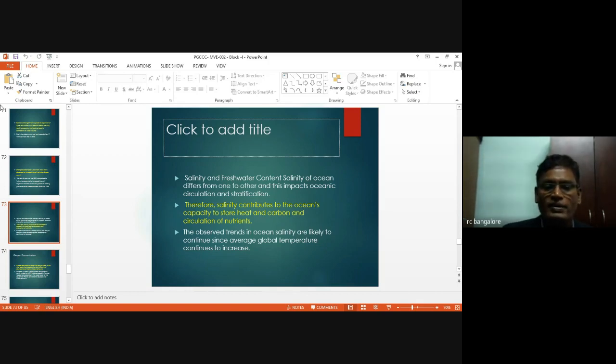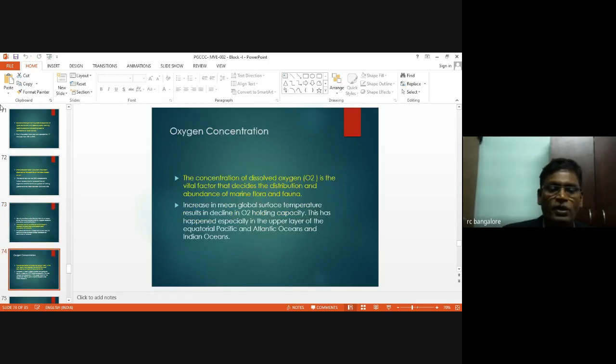Salinity and freshwater content: the salinity of the ocean differs from place to place, and this impacts oceanic circulation and stratification. Salinity contributes to the ocean's capacity to store heat and carbon and to the circulation of nutrients. The observed trends in ocean salinities are likely to continue since the average global temperature continues to increase. As average temperatures keep increasing, ocean salinity also increases. That is what we notice over a period of time.